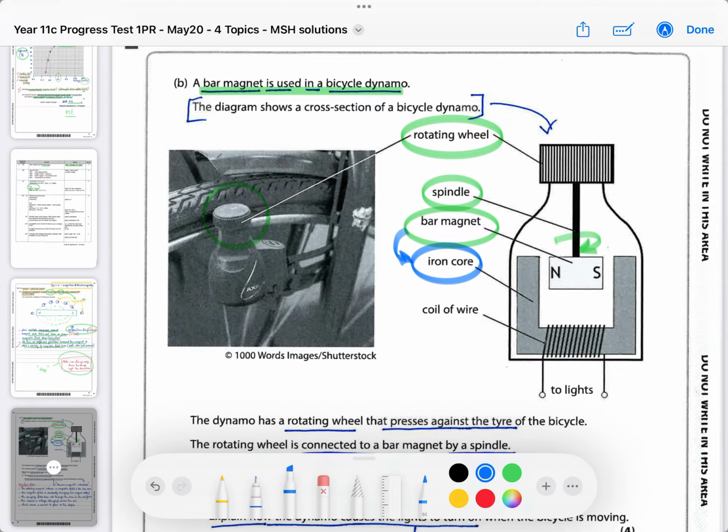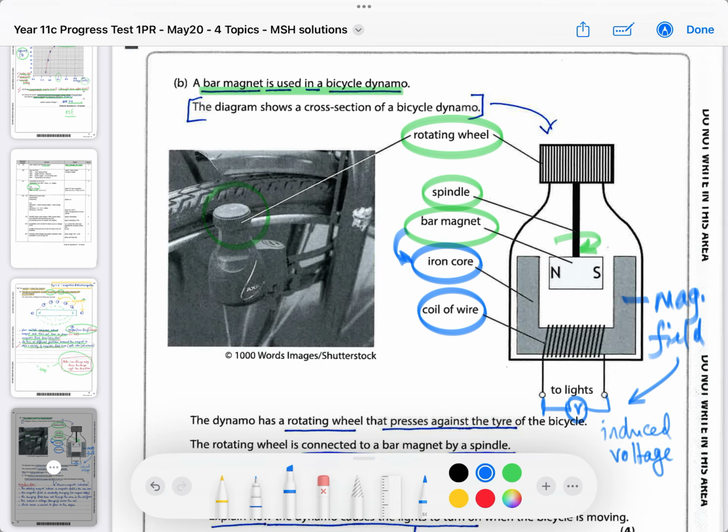So the bar magnet rotation will create a magnetic field inside the iron core, and because the magnetic field is constantly changing direction because of the rotation, that changing magnetic field will be felt by the coil of wire, and you'll get an induced voltage. So if you put a voltmeter here, you'll be able to measure how many volts the changing magnetic field will induce. So you're going to get an induced voltage.